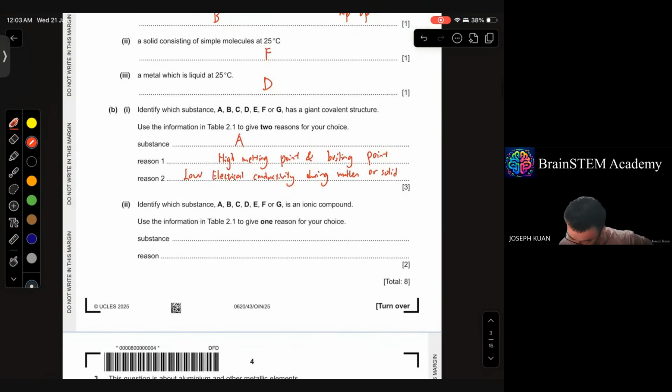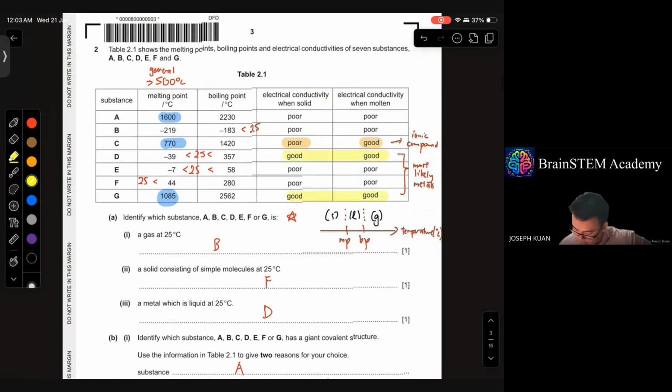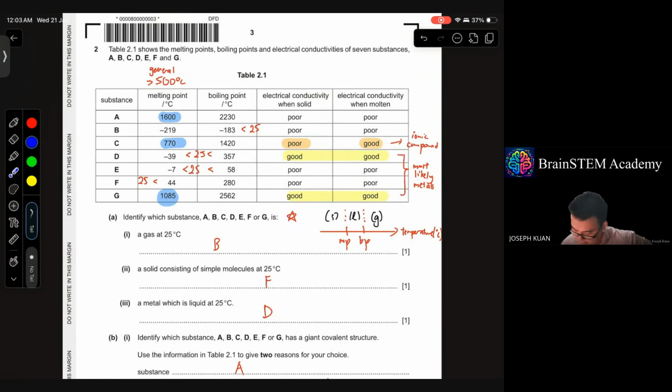The reason is because it only conducts electricity during molten. Okay, you must say the word only, right? You must say the word only. If you don't, we can also see other data. There are some substances that can still conduct electricity during molten. So we can separate these because we can see it only conducts electricity during molten.